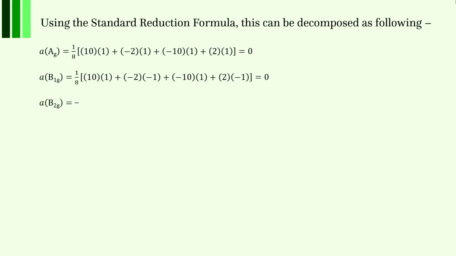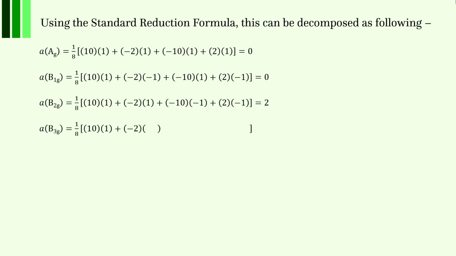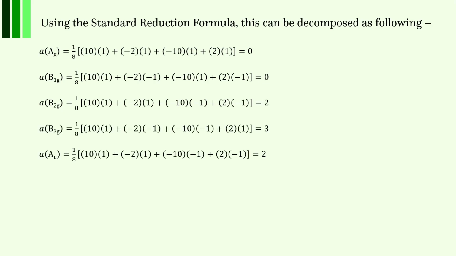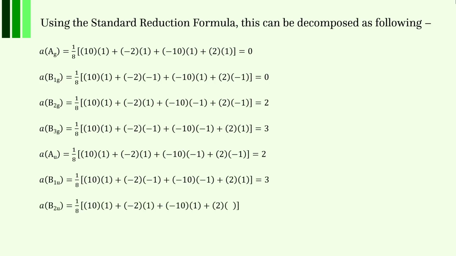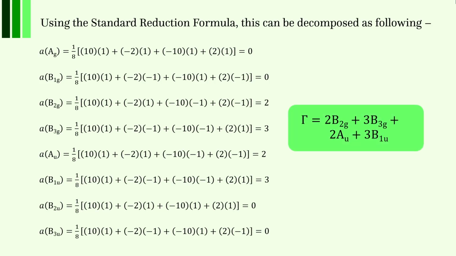So you find that B2g has appeared twice, B3g thrice, Au twice, while B1u has appeared thrice, and B2u does not contribute anything, and B3u also does not contribute anything. So we see that contributions from 4 irreducible representations are observed: 2 from B2g, 3 from B3g, 2 from Au, and 3 from B1u. These are the representations that we have obtained by taking the pi orbitals as the basis.